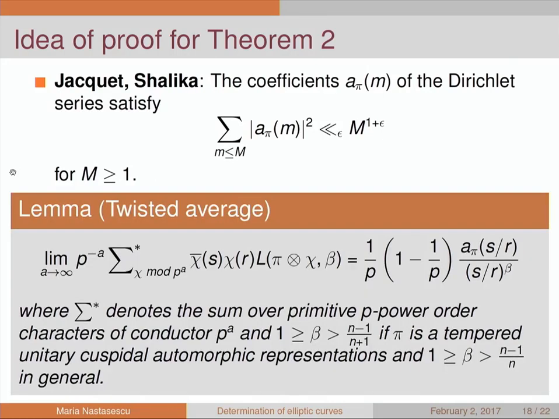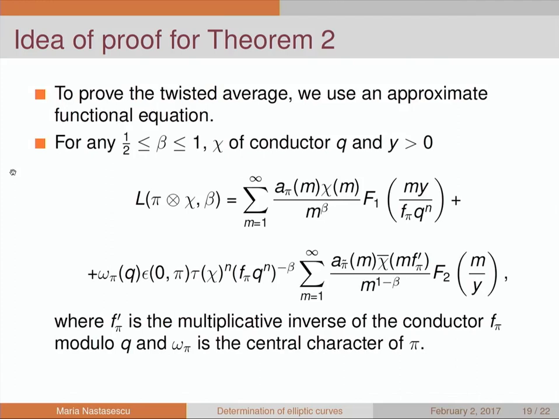So using this and some other ingredients, I'm able to show a twisted average. So I'm able to show that as I sum over primitive p power order characters of conductor p to the a, of chi bar of s times chi of r times L of pi twisted by chi at some beta in this interval, this asymptotically will be of the order of p to the a times this value on the right-hand side. So I don't think I have time to go into the details of the proof. But basically, you do that by considering an approximate functional equation and summing this over all p power order characters of conductor p to the a, and estimating the error and the leading terms.